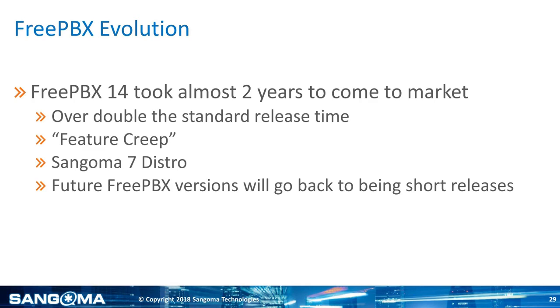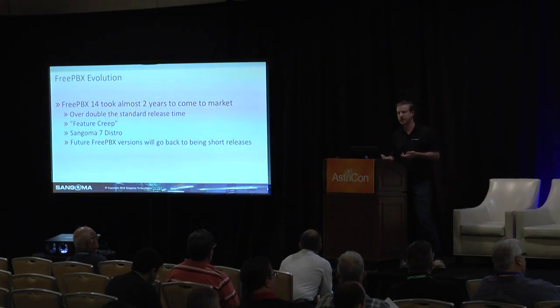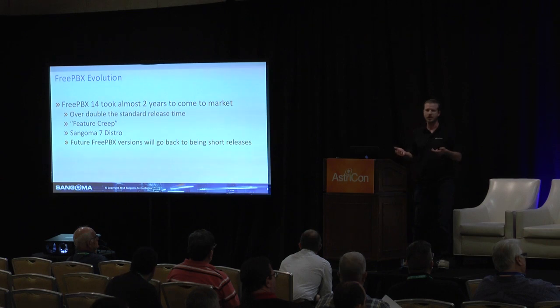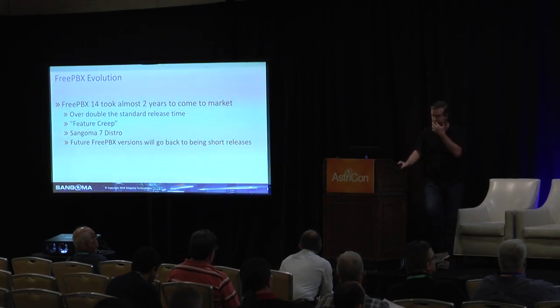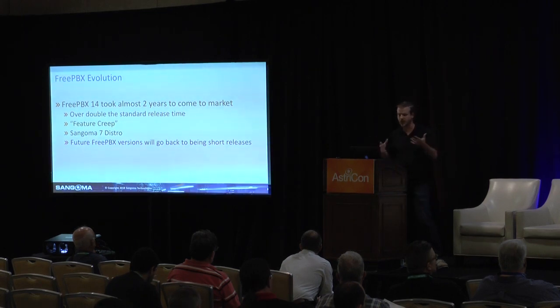FreePBX 14 was also tied to our distro, which we call Sangoma 7 distro, which is actually based off of CentOS 7, which is actually based off of Red Hat 7, right? That moved all the libraries up. It was this massive transition to go from CentOS 6.5 or 6.6 to 7. So that's why it took so long. Everything was all tied together.